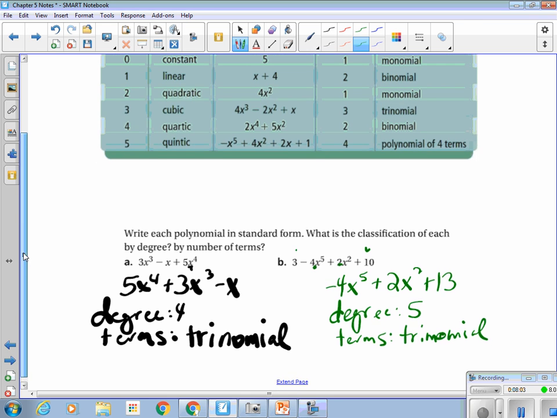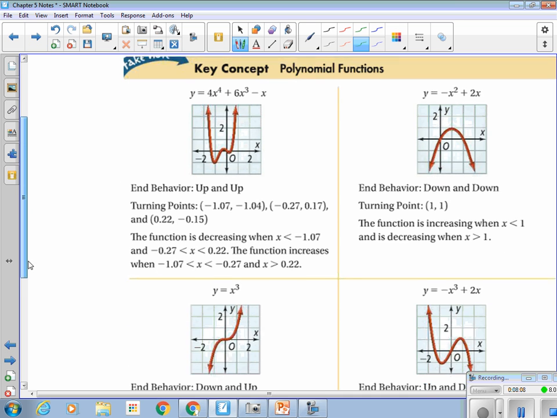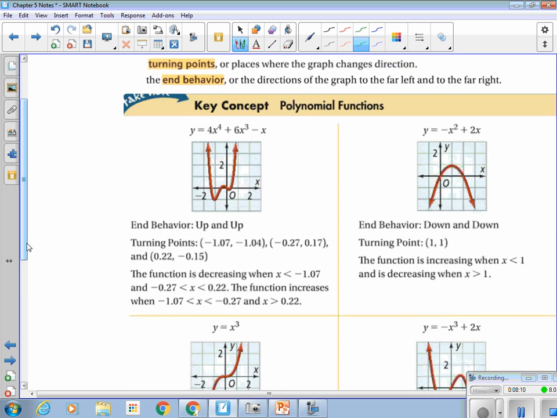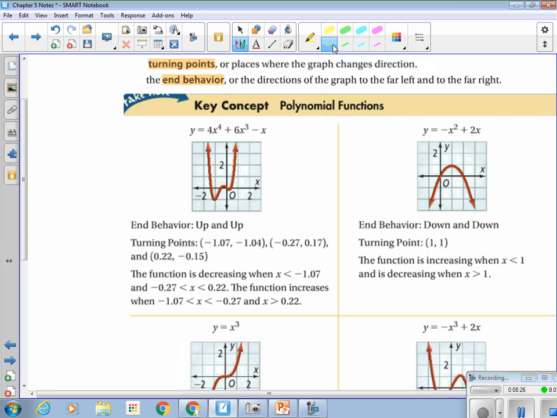All right, that's as difficult as that, and that is our first learning objective. So let's look at our second learning objective. It's talking about graphing polynomials and determining what happens for the end behavior. We're going to be talking about turning points. Those are places where the graph changes direction.